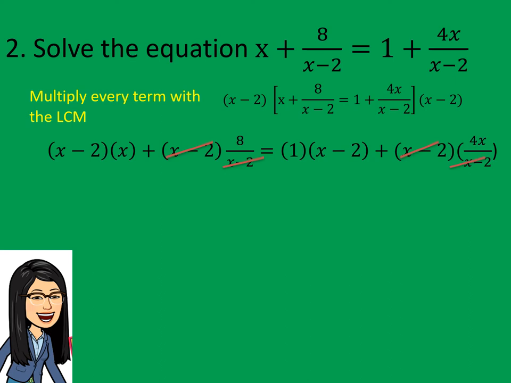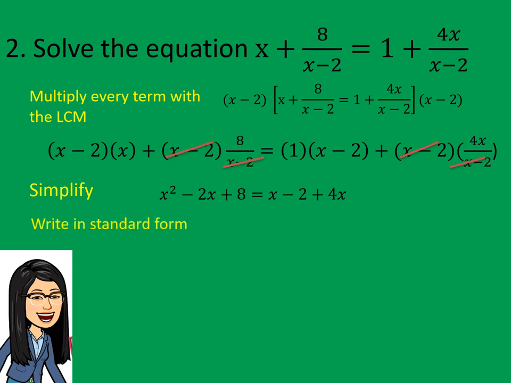Let us simplify by distributive property. So x times x is equal to x squared. Then negative 2 times x equals negative 2x. Plus 1 times 8 equals 8 is equal to 1 times x minus 2 is equal to x minus 2 itself, plus 1 times 4x is 4x.